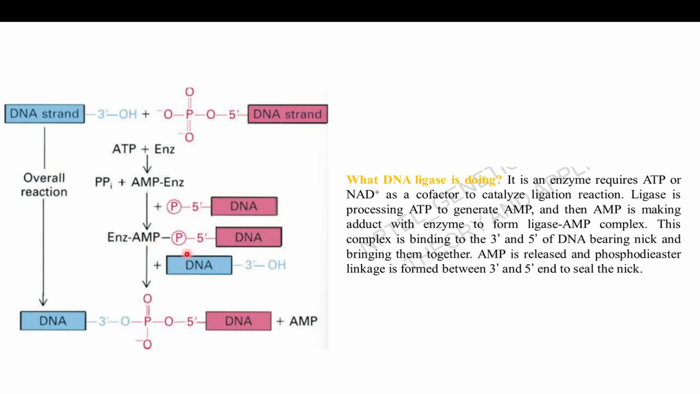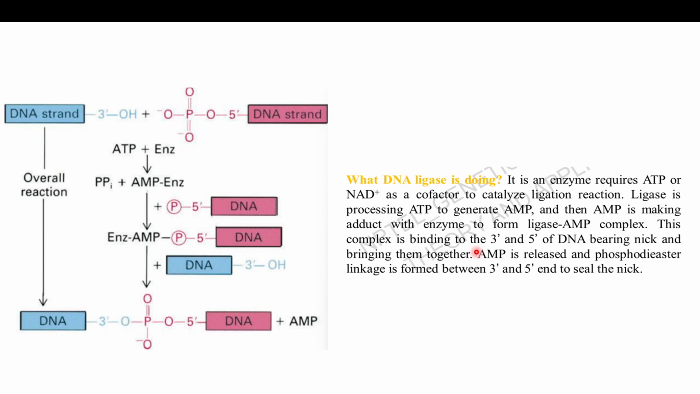This complete complex is formed, and then it joins with the other part of the DNA fragment with the 3' OH, and then this enzyme is released along with AMP, and this phosphodiester bond is formed where these two fragments are joined. This is what is written here.